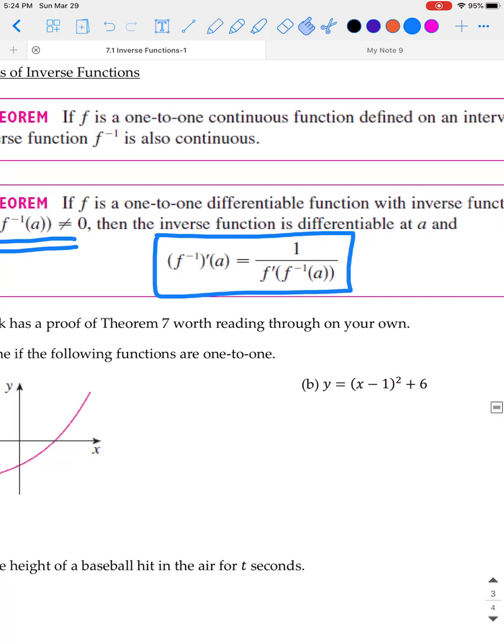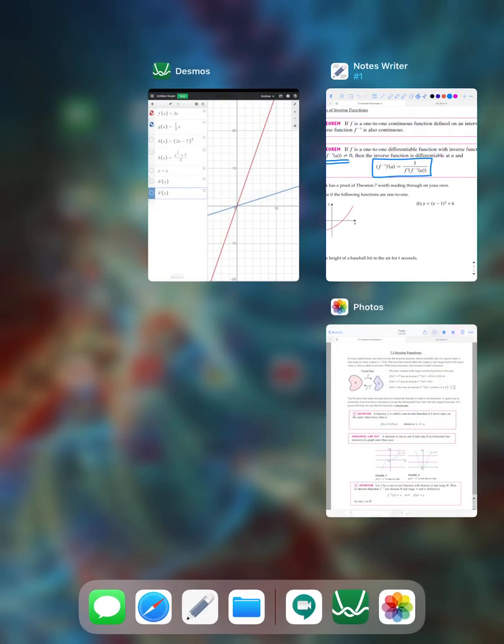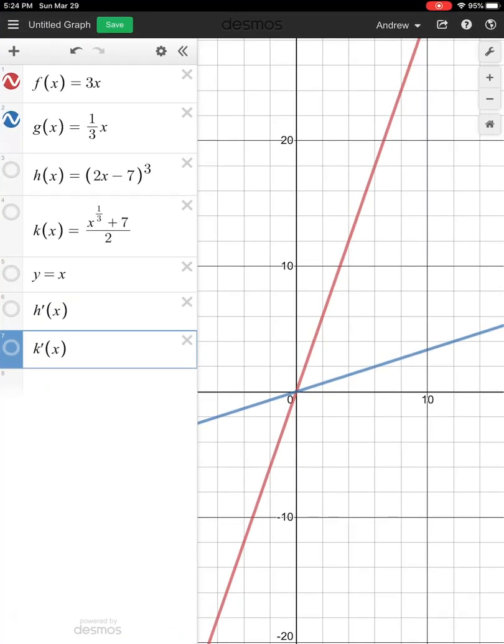And that's going to be useful for us because as long as we know what that f inverse value is, we don't actually even need to know what the inverse function is, which is going to be very helpful if we don't have an algebraic method for finding the inverse. So before we move to the examples, let's go ahead and jump back to Desmos.